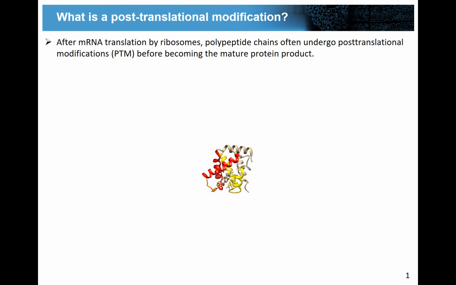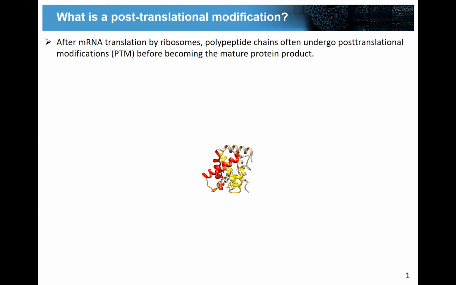What's the definition of a PTM? So if a cell generates, based on a gene, the corresponding mRNA, and then this mRNA gets translated by the ribosomes, the first product, so the amino acid sequence that is generated by the ribosomes, is very often not the final product. It's not the final mature functional protein, but a variety of modifications can happen to this amino acid sequence. And because they're all happening after the ribosome has translated the mRNA, they are called post-translational modifications.